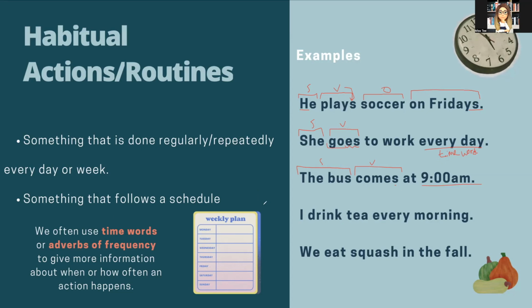I drink tea every morning. I is the subject. Drink, we don't have to add an S on that because even though I is one person, it does not follow the third person singular rule. It's first person. Tea is the object. Every morning is our time word. We eat squash in the fall. We is our subject. Plural, eat, is our main verb. It stays in the base form. Squash is the object of the sentence. In the fall, that's our time word. So we often use time words here to tell us when or how often we're doing the action.